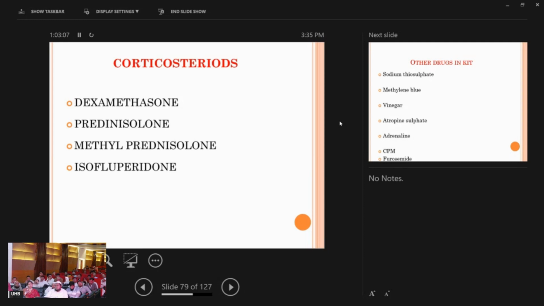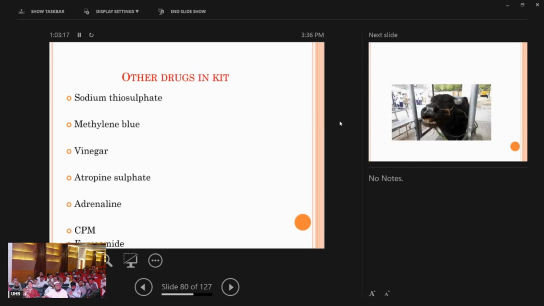In future if it is available, make sure it is a potent mineralocorticoid and a weak corticosteroid. You should not go for indiscriminate use of isoflupredone. So these are the things we have already seen. You have to keep them in your kit for emergency purposes: sodium thiosulfate, methylene blue, vinegar. Vinegar you can get immediately, so you may not keep it. Atropine sulfate should be there. Adrenaline, antihistamines, furosemide. These are all the things we should have in our practice emergency kit.